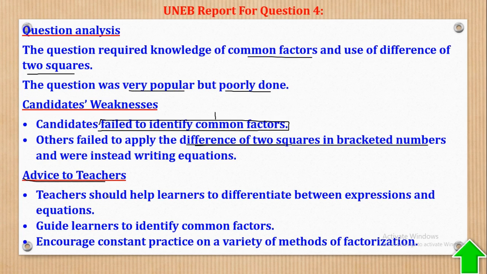Advice for teachers: teachers should help learners to differentiate between expressions and equations. Another advice is that teachers should guide learners to identify common factors. Another one is to encourage constant practice on a variety of methods of factorization. So students must be well versed with factorization because it is very, very common.